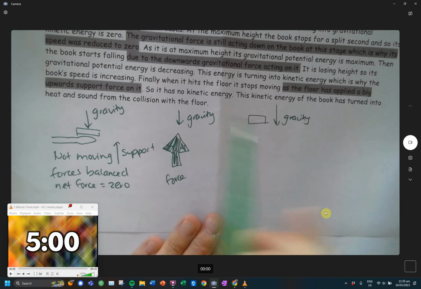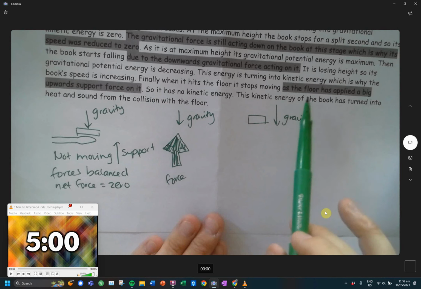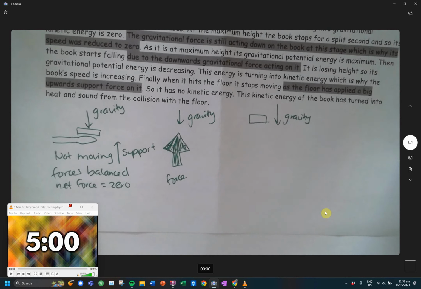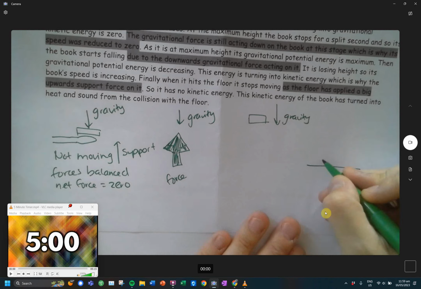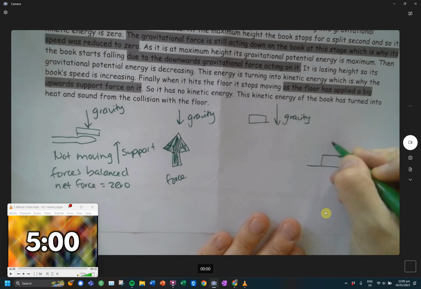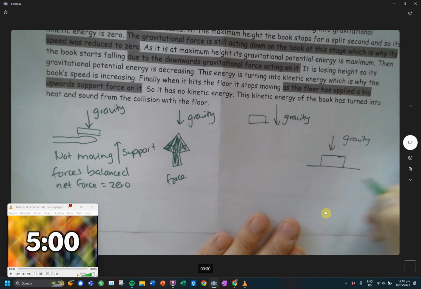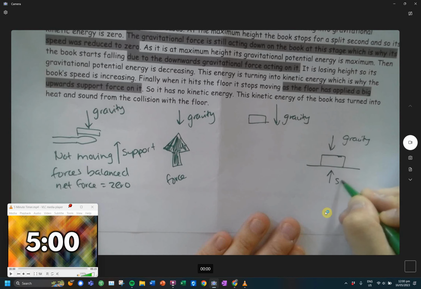All right, and then the last thing is when it hits the floor, the floor is applying a force against it, so that it doesn't keep falling into the ground, into the earth. So we have my floor here. We have the gravitational force again. What's pushing up against it is the support from the floor.